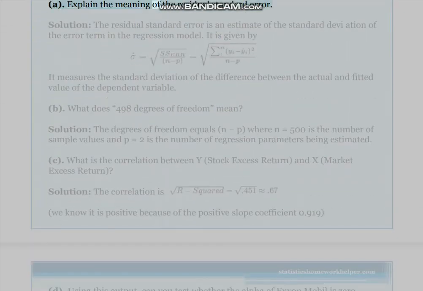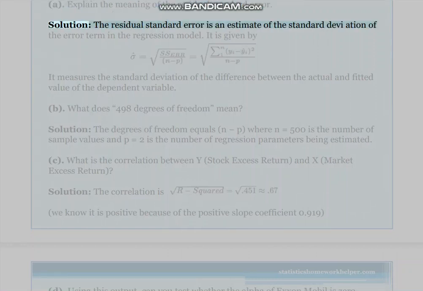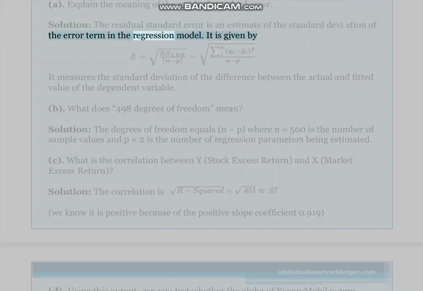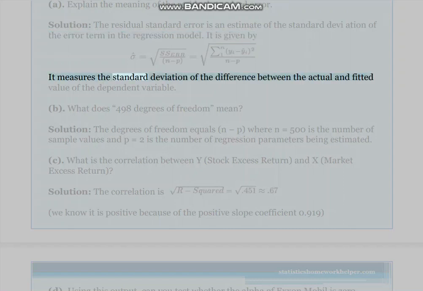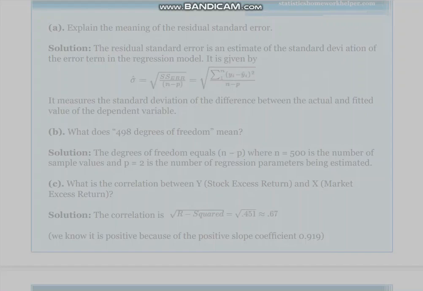A. Explain the meaning of the residual standard error. Solution. The residual standard error is an estimate of the standard deviation of the error term in the regression model. It measures the standard deviation of the difference between the actual and fitted value of the dependent variable. B. What does 498 degrees of freedom mean? Solution. The degrees of freedom equals n minus p, where n equals 500 is the number of sample values and p equals 2 is the number of regression parameters being estimated.